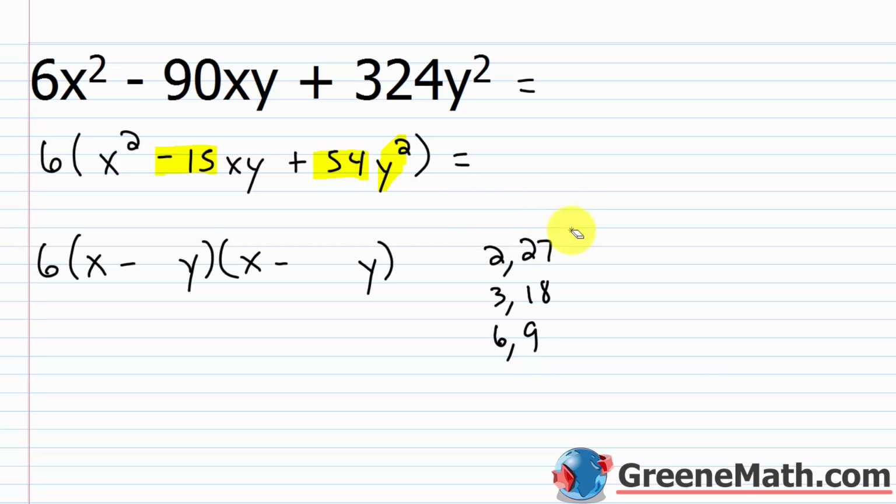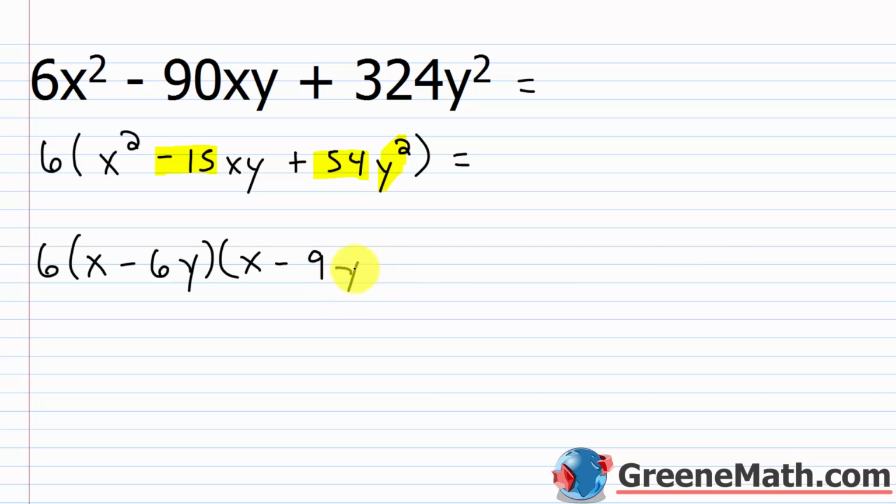So that's what I want. I want a negative 6 and a negative 9. So I've got my minus 6 here and my minus 9 there. And that's it. Okay. You can go through and check this with FOIL. Very easy to do. And I would just put my 6 out in front.